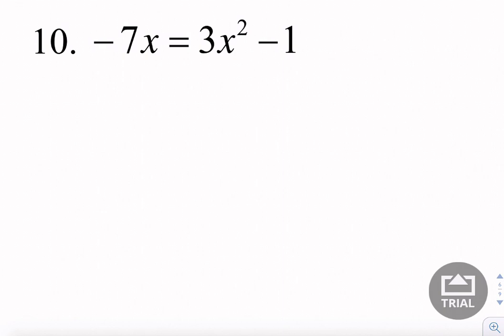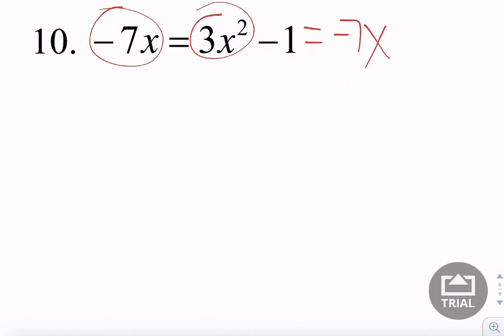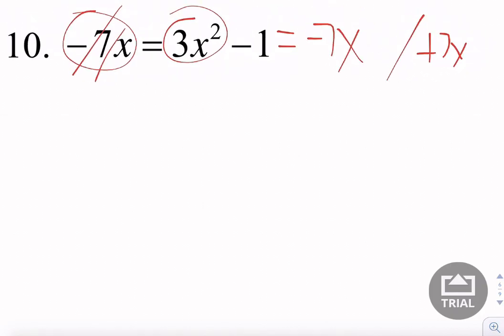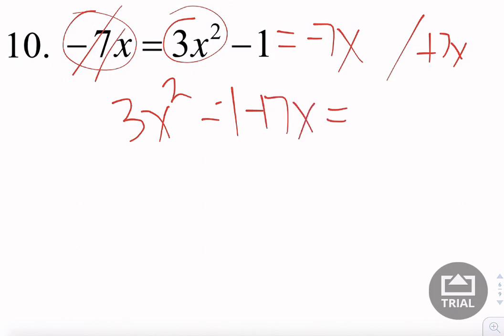Negative 7x equals 3x squared minus 1. So remember, I can just write this. I like the 3x squared, I want to keep that positive. I'm solving this equation, so I probably want to end up with this on the right side instead of the left side. So I can write equals negative 7x, and that just gets rid of that. Now what I do is add 7x to both sides, and I'm going to end up with 3x squared minus 1 plus 7x equals 0.